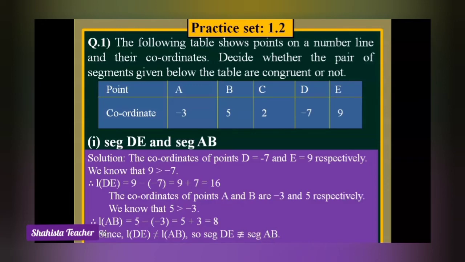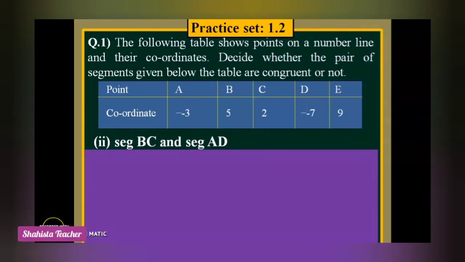Is that clear, students? In this way we finish question number 1, sub question 1. Let's solve sub question 2 of question number 1. Students, sub-question 2 is the same as sub-question 1. Here, the coordinate points of segments BC and AD are given. We have to calculate the distance of BC and AD, and after that check whether they both are congruent or not. If BC is equal to AD, that means they both are congruent. So let's solve these sums.